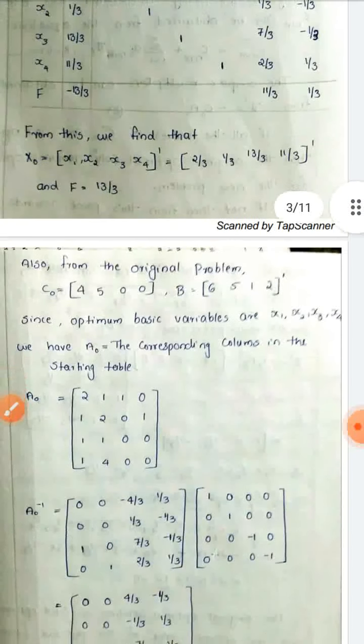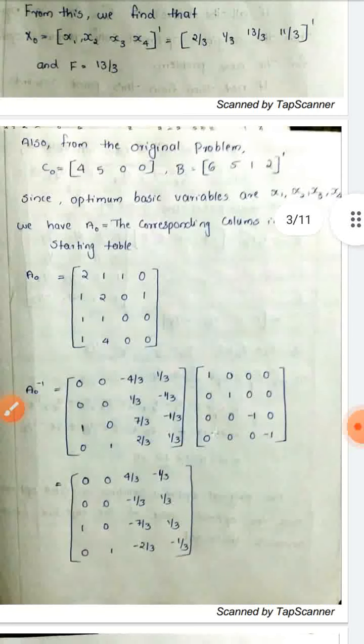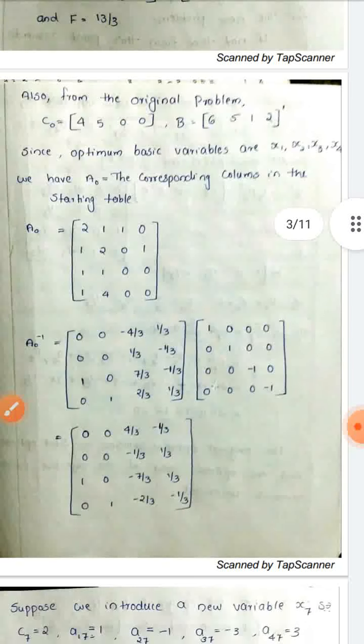And next we find the a naught inverse. We know how to find a naught inverse. We discussed it in our previous classes. So a naught inverse is obtained from the starting table and the optimal simplex table. Then multiplying these, we get a naught inverse equal to 0, 0, 4 by 3, minus 1 by 3, 0, 0, minus 1 by 3, 1 by 3, 1, 0, minus 7 by 3, 1 by 3, 0, 1, minus 2 by 3, minus 1 by 3.